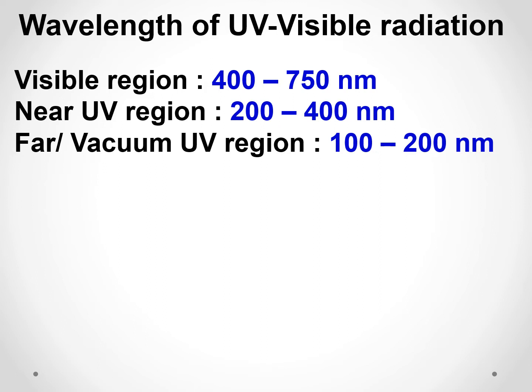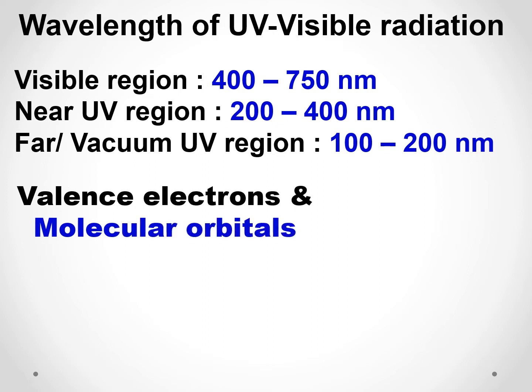Now the far UV region, this radiation of 100 to 200 nanometers, can be observed only in the presence of a vacuum. So this region of the UV radiation is also called vacuum UV. Radiations in the wavelength range 100 to 200 nanometers will react with air. They will be absorbed by air. So if air is present, we cannot detect these radiations.